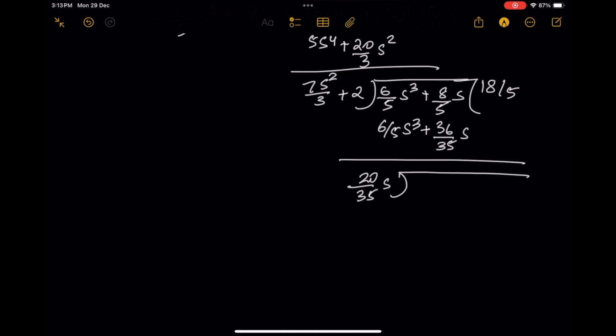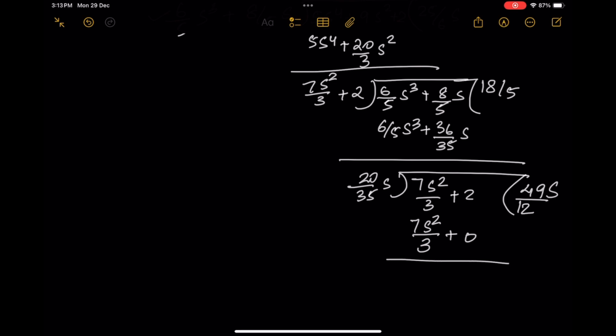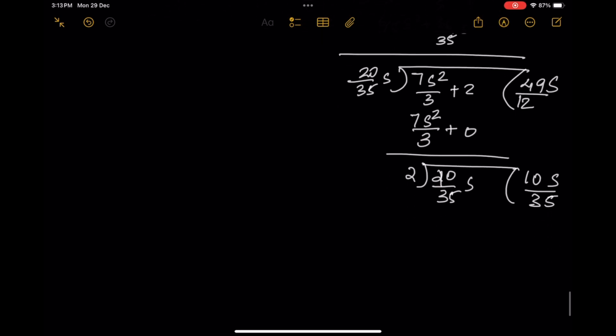We take the 7s square by 3 plus 2 in the inside, and on solving this we have to put 49 by 12s, and we solve this, we'll get 7s square by 3 but 0, and then after this we have 2 as a remainder. Then we'll go like, so it has to be solved by 10s by 35. It will be 20 by 35 again, and we'll get the remainder as 0. So this is how you solve it.